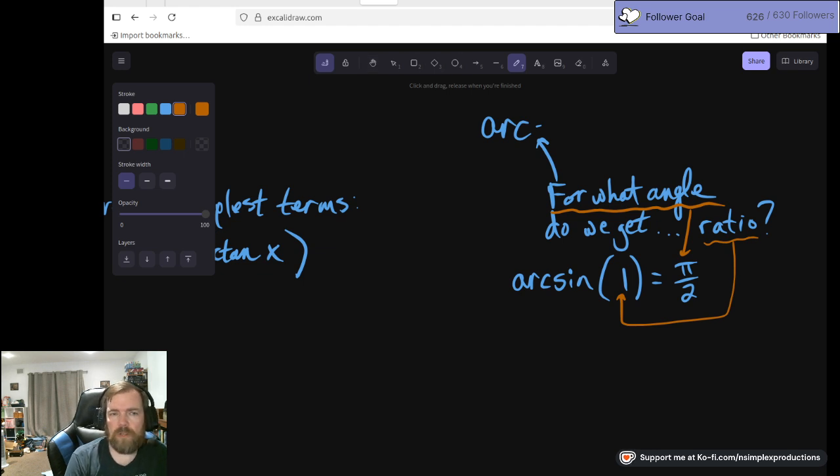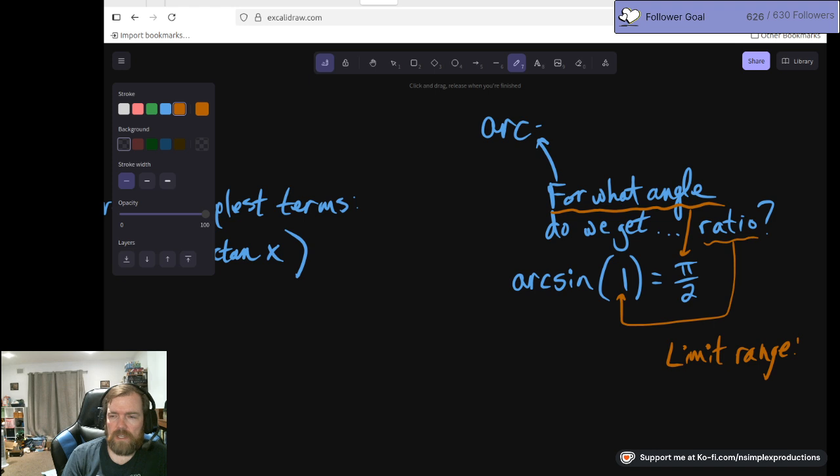Now somebody could argue, what about 5 pi over 2, because that works as well. And then we'd say, okay, well, it only works on the first rotation in the first place. So we're going to limit our answers. And then we have to say, in what way are we going to limit our answers?